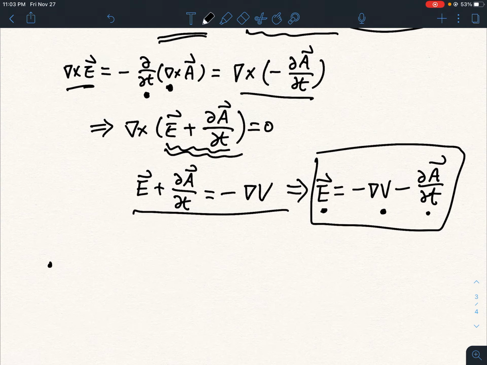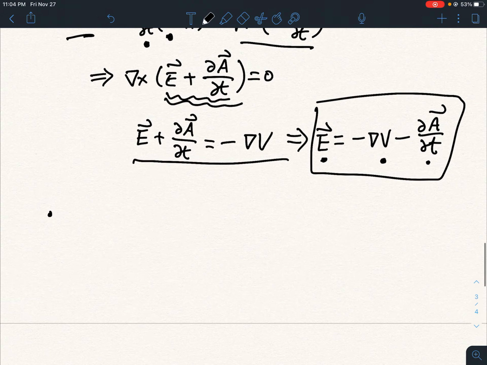So what about the other two equations? Okay. So we wanted to find E and B, and we replaced them with A and V. Now we needed to figure out what the equations for A and V are, and we solve them. Now we look at the other two equations.